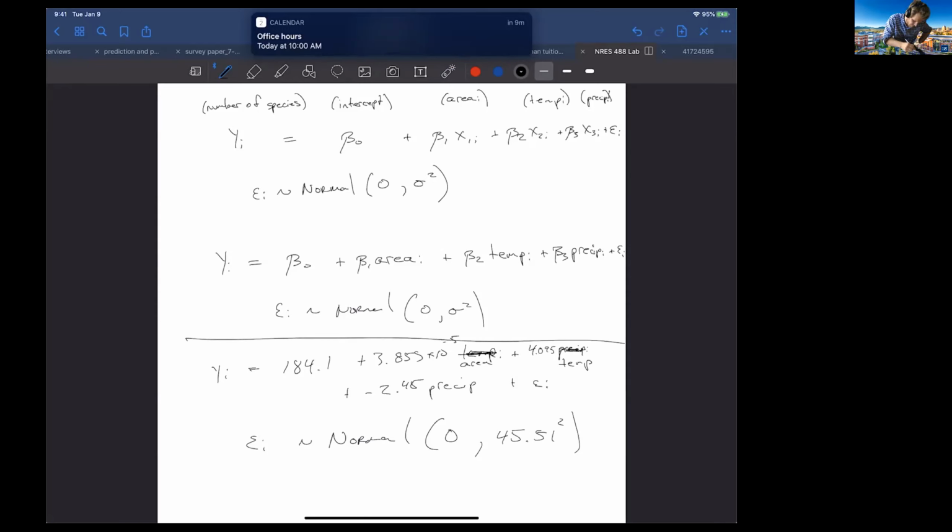General, fitted. And this would be the model if we use this model to make inference. Okay.